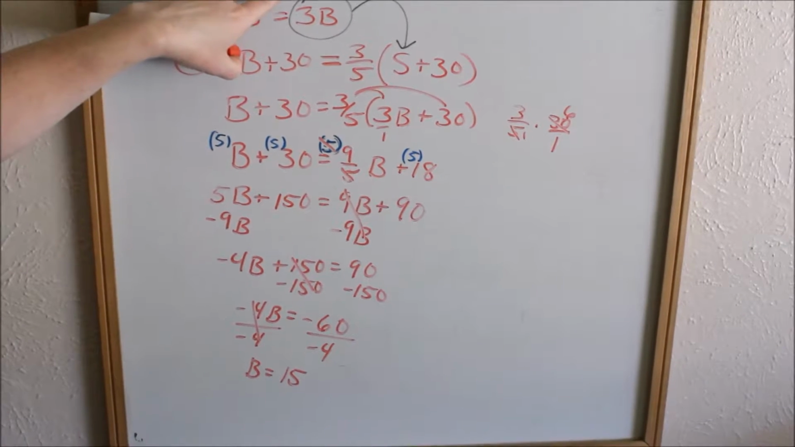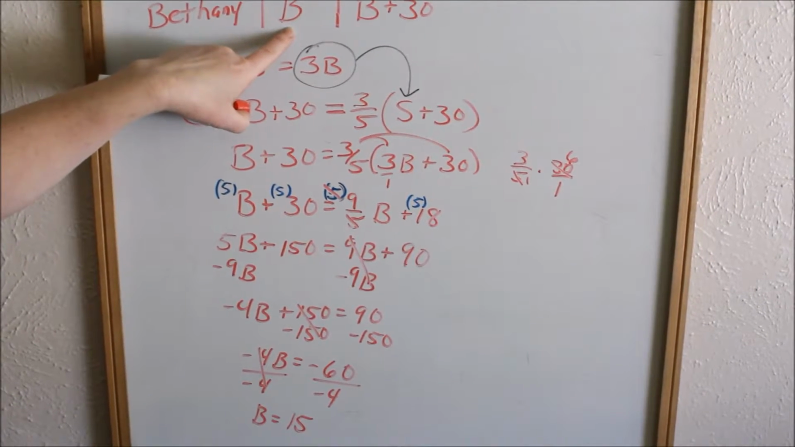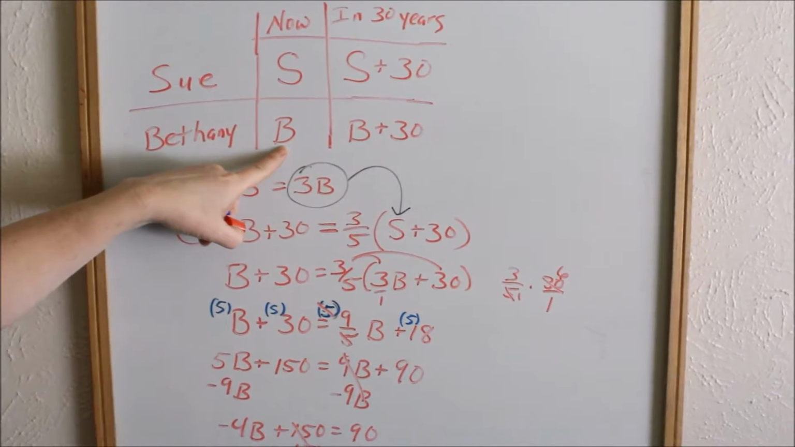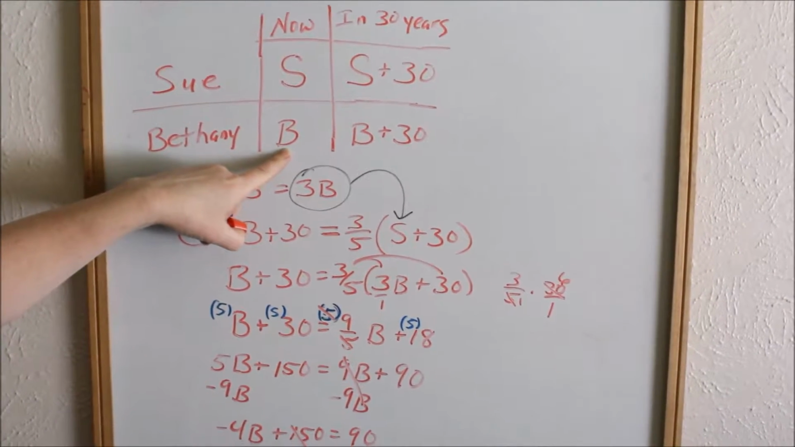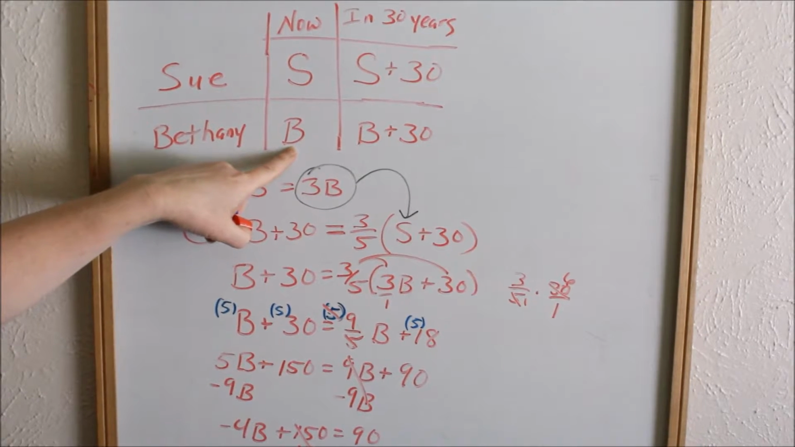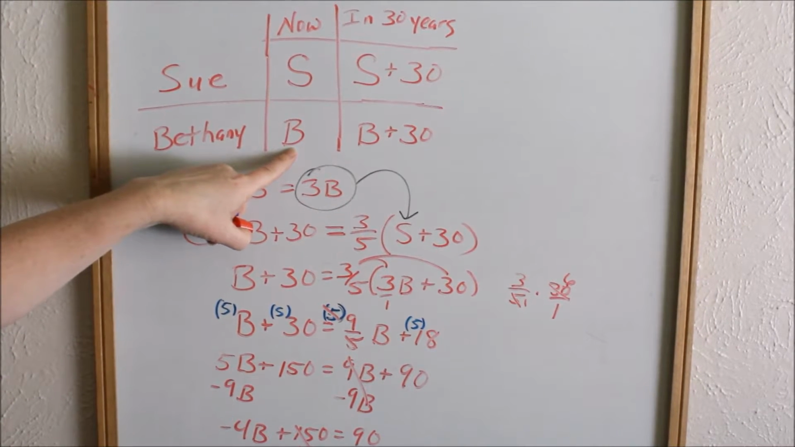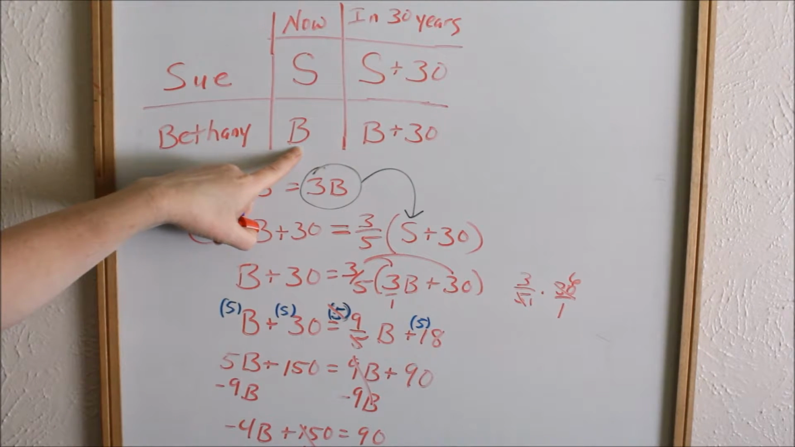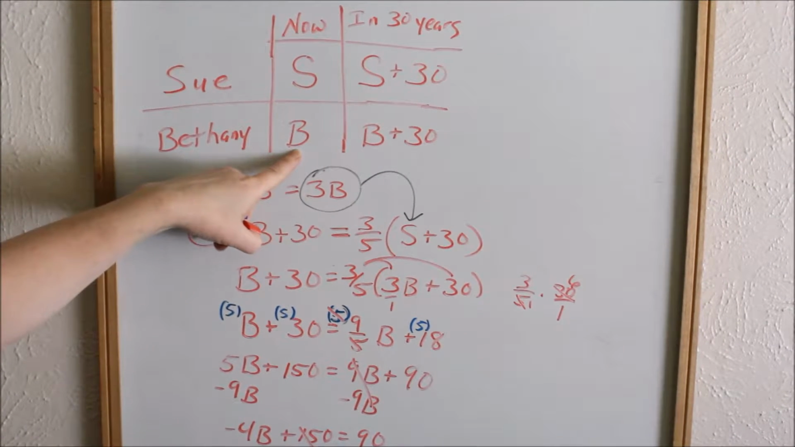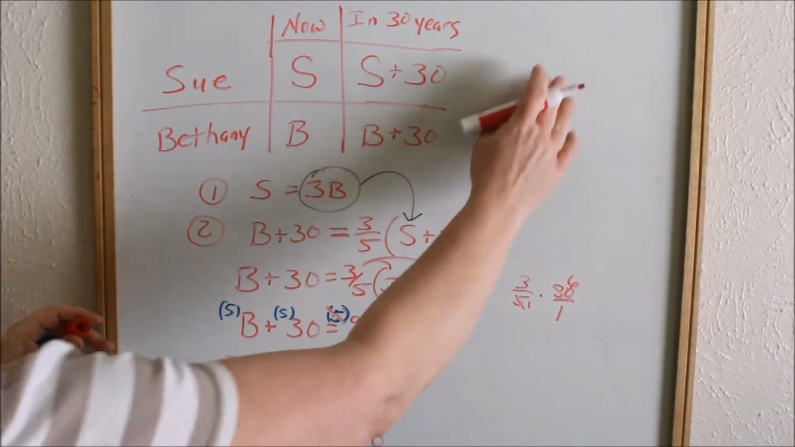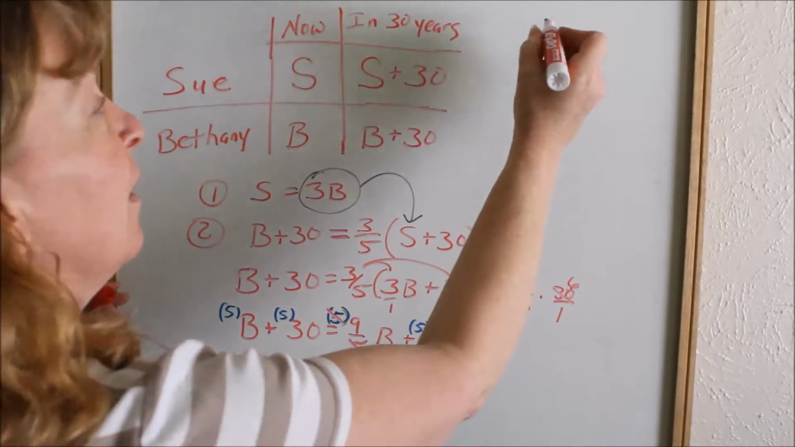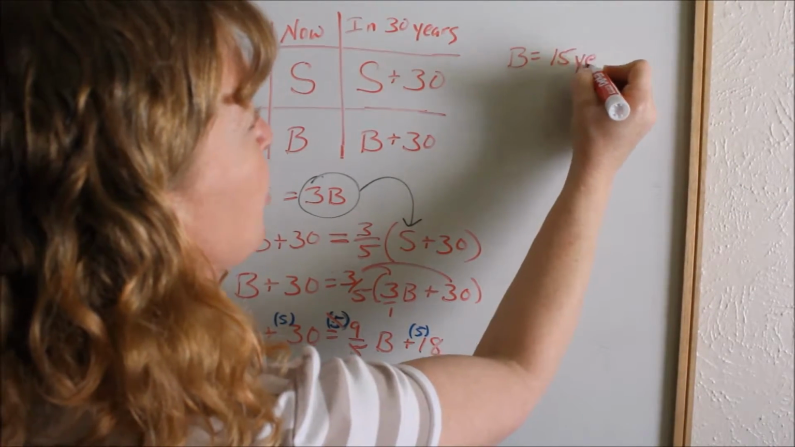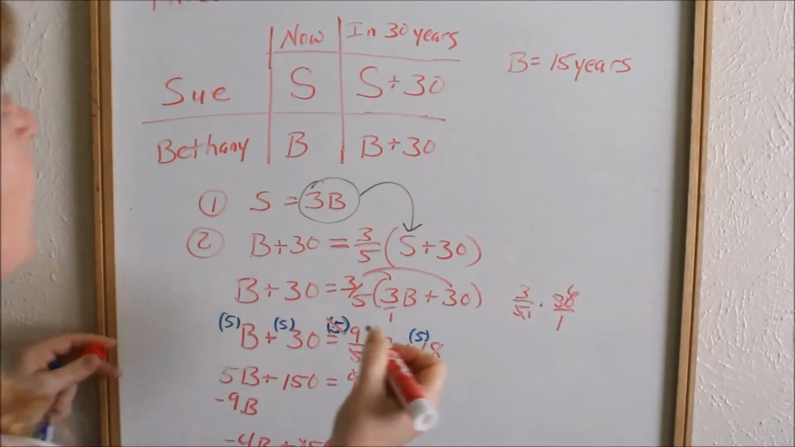B represents how old Bethany is now. And since we're dealing with ages, you should never have a negative number with these problems. Okay? And you should also not have a fraction or a decimal with these problems. We're dealing with ages, so they should be whole numbers and they should be positive. So we said, you see over here? We said that B is 15 and that represented ages, 15 years old.